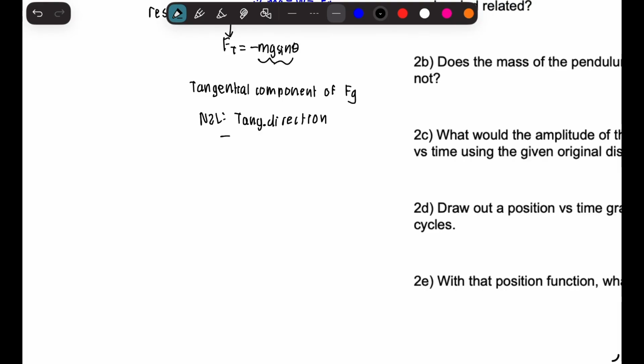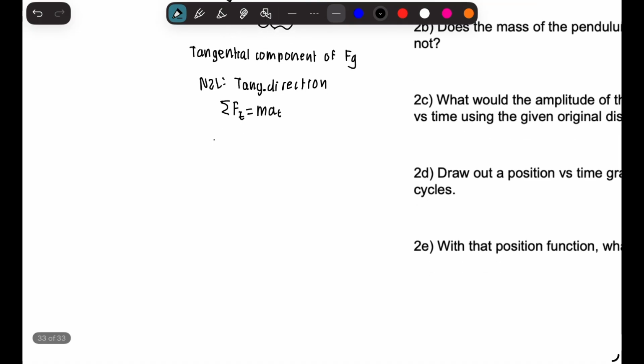So your summation of your forces, F is equal to MA. And you can plug in your forces. You have negative mg sine theta down and M A_T. You can cancel out the masses. You have g sine of theta.